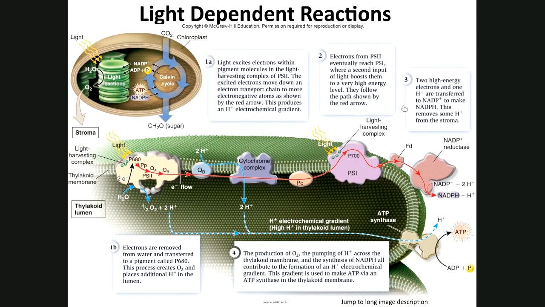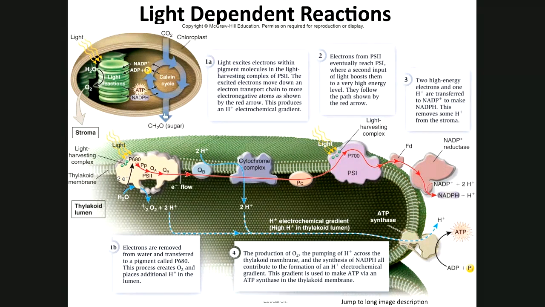So the whole purpose of the light-dependent reaction is to make ATP right here and NADPH right there. The whole point of this is to make ATP and NADPH. That's then the energy source we can use in the next step, in the Calvin cycle, to make glucose. All right, that's important to keep in mind.